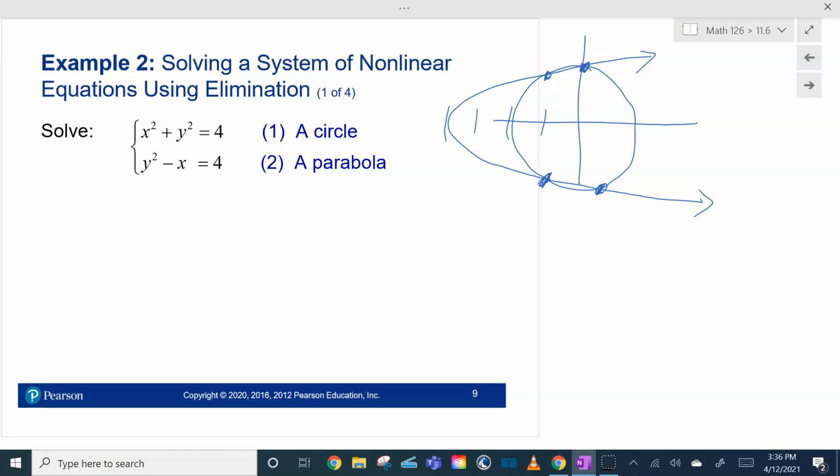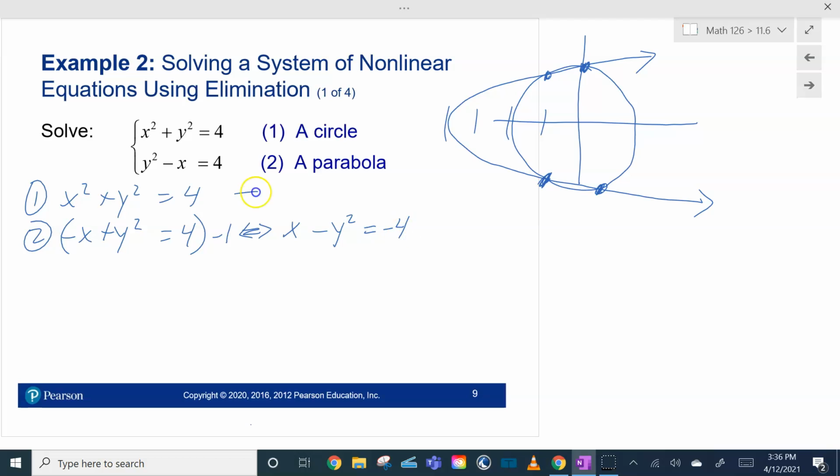So I'm going to take the first equation, x squared plus y squared equals 4. I'm going to take the parabola now. Let me write the parabola like this, negative x plus y squared equals 4. And what I'm going to do is eliminate the y squared. So let's multiply this by negative 1. Then it becomes x minus y squared equals negative 4. The top stays the same, x squared plus y squared equals 4. And by doing that, we're eliminating our y squared.